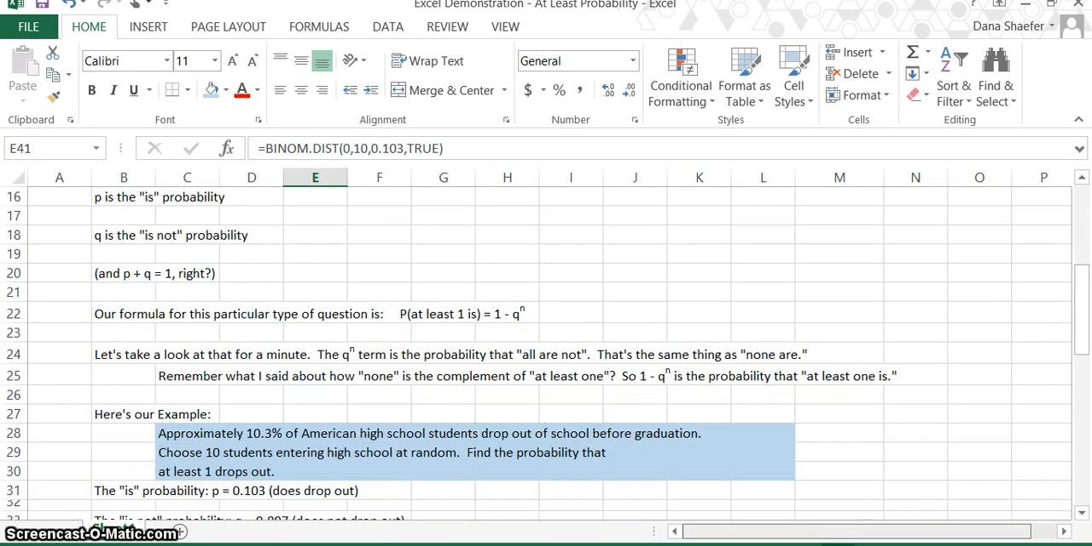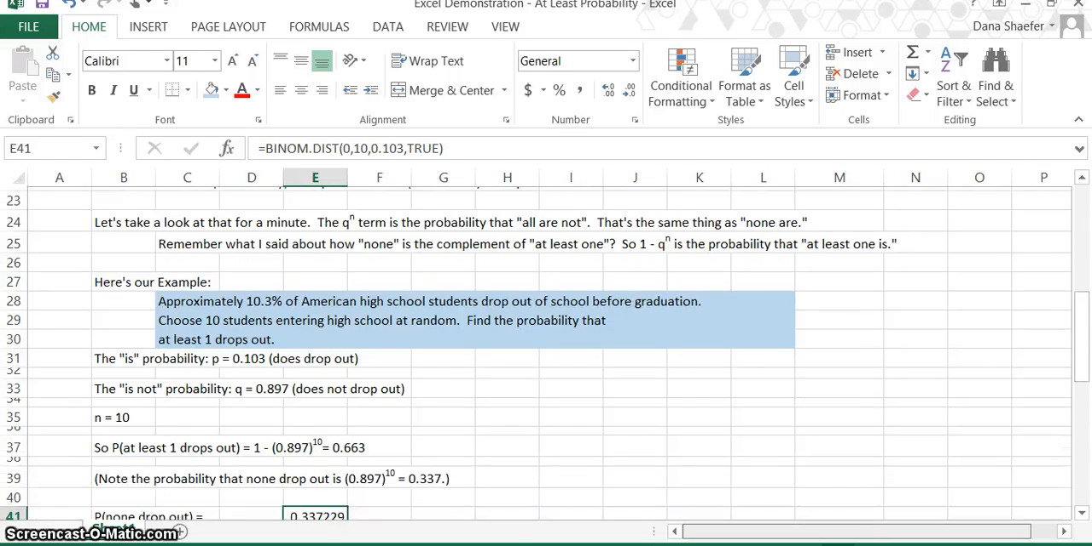So the idea that Q to the n term is the probability that all are not. Because remember, Q is the not probability. So that's exactly the same thing as saying none are. Remember that none is the complement of at least 1. So 1 minus Q to that nth power is the probability that at least 1 is. So let's walk through an example.